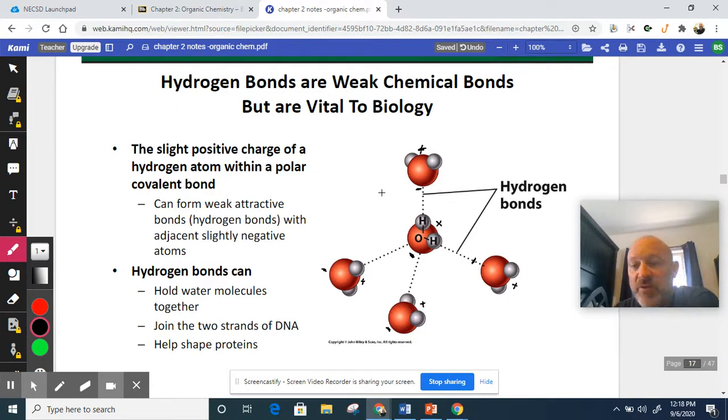All right. Now this sets us up for the third type of bonds, which are called hydrogen bonds. Hydrogen bonds form as a result of these weak attractions that exist between adjacent molecules that are polar. It's these hydrogen bonds that cause water molecules to kind of cling together. It's hydrogen bonds that cause DNA strands to cling together. And it's these hydrogen bonds that form some ends of proteins to want to be attracted towards one another, helping to maintain the shape of proteins.